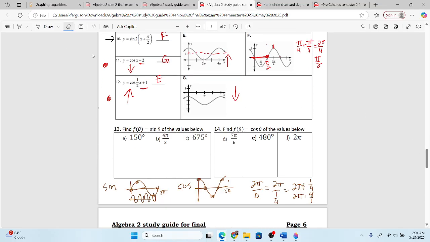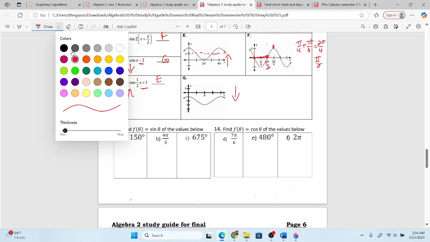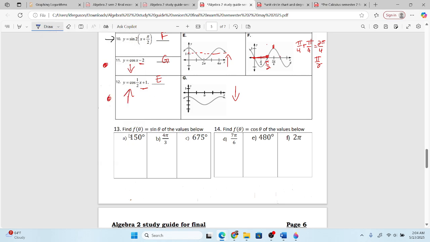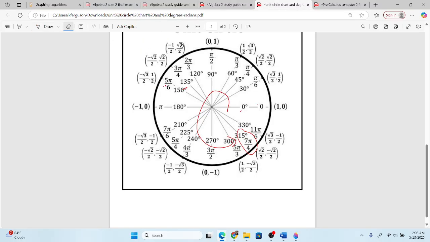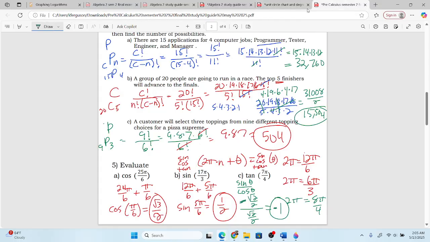So now we're going to do this one. So this is sine of theta and cosine of theta. We can use our handy dandy chart on a couple of these, and then we're going to have to make a change. All right. So what is sine of 150? Sine of 150. Sine is the second value, is 1/2.